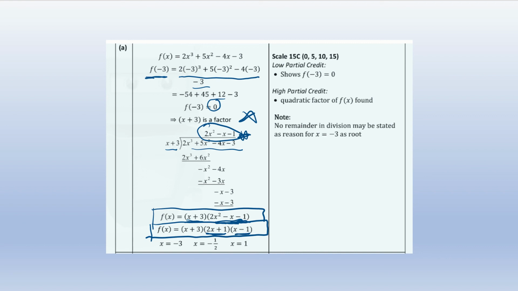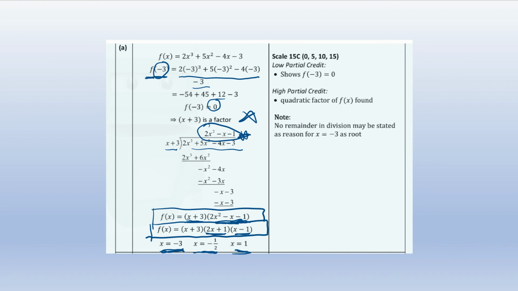And when you let each one of those equal to 0 and find out what x is, at the very, very end, you get your x equal to minus 3, which you knew from the start because the question told you. And then you got your x equal to minus a half and your x is equal to 1. So again, you got your 3 roots. That question was easier than the one we've done previously because they gave you your first root at the very, very start, the minus 3.